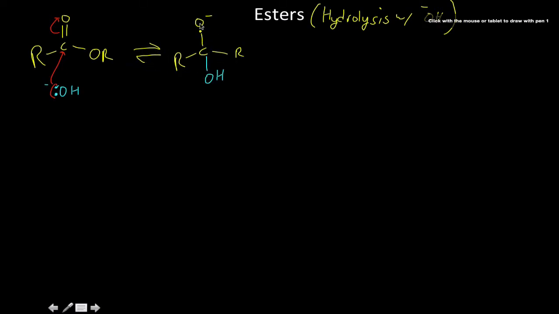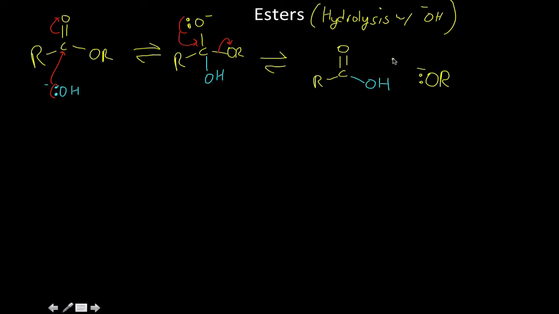Our tetrahedral intermediate, I'm going to draw in one lone pair, and that should be an OR. Don't know how that escaped me, but nevertheless, what goes up must come down, and so the electrons come back down, kicking off the OR as a leaving group, thus forming a carboxylic acid in basic conditions.